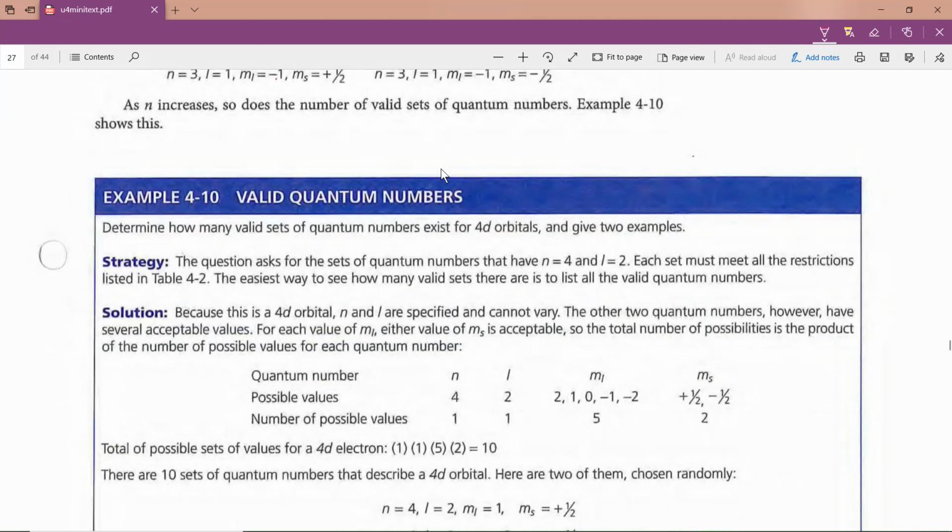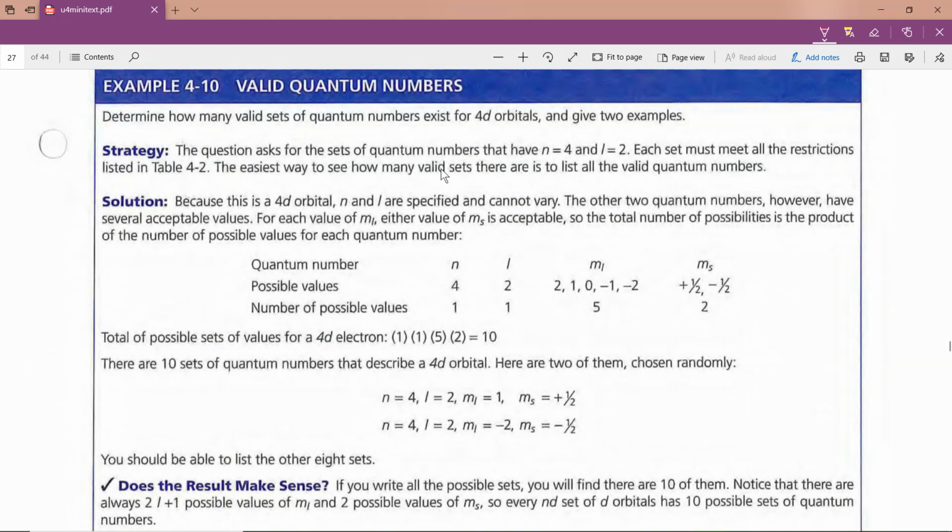Okay. So let's look at some valid quantum numbers. Determine how many valid sets of quantum numbers exist for 4d. Okay, so a 4d orbital, so you're going to have quantum number 4, l equals 2, so m sub l can be 2, 1, 0, minus 1, minus 2, and m sub s plus 1/2 or minus 1/2. Okay, so there's 10, right? 1 times 1 times 5 times 2, 10 sets of quantum numbers. Here's one of them, 4, 2, 1, plus 1/2. Here's another one, 4, 2, minus 2, minus 1/2. And you should be able to list the other 8 sets. Go for it.